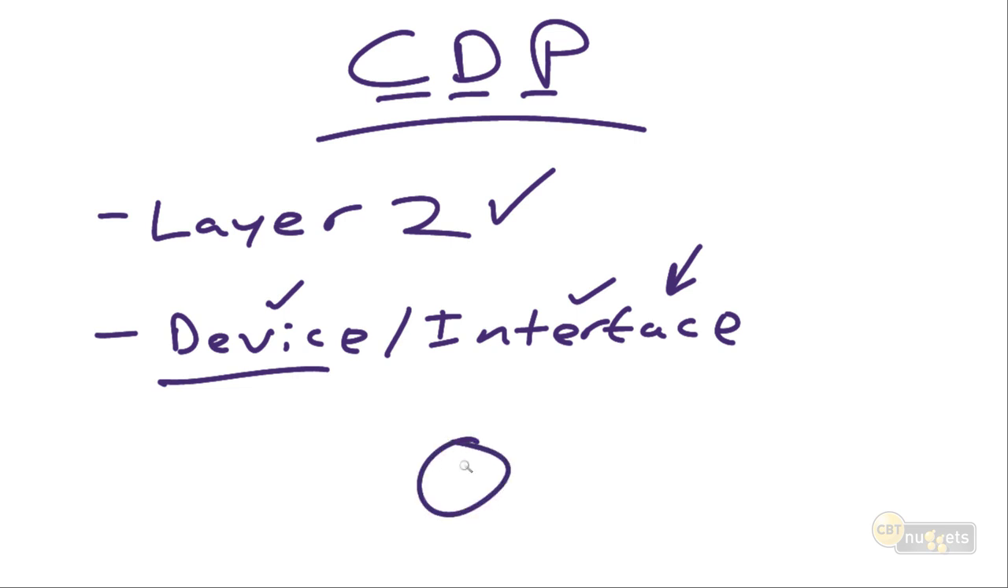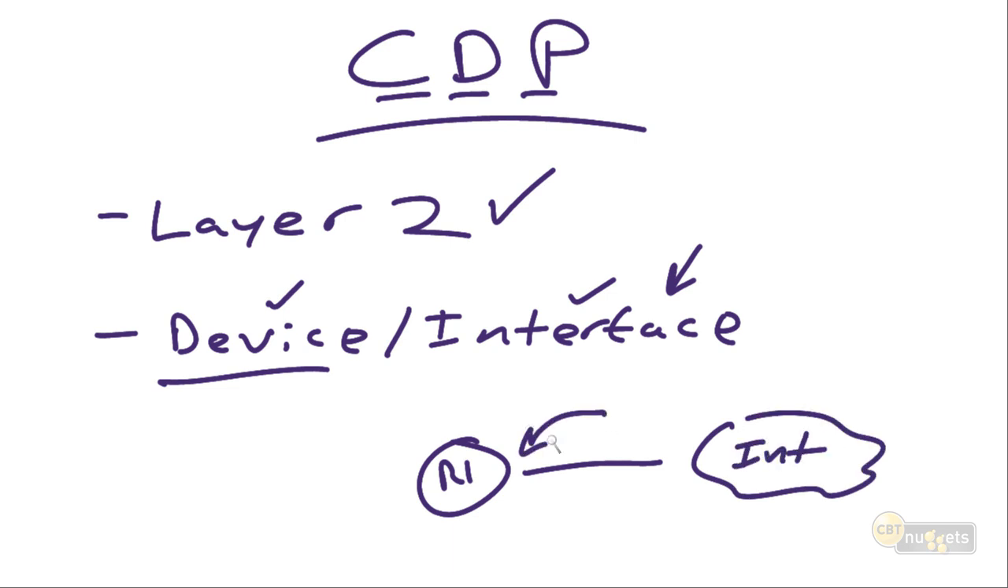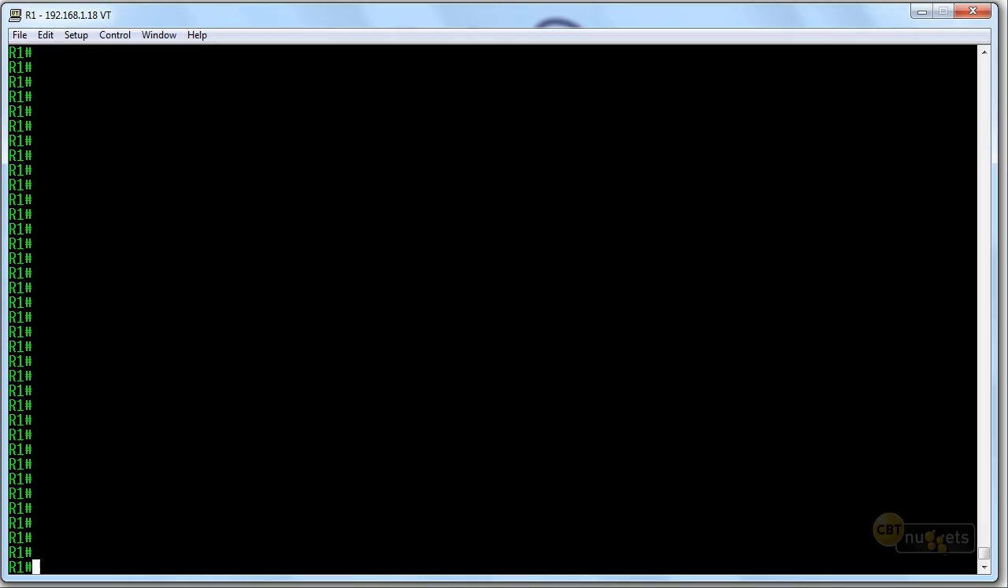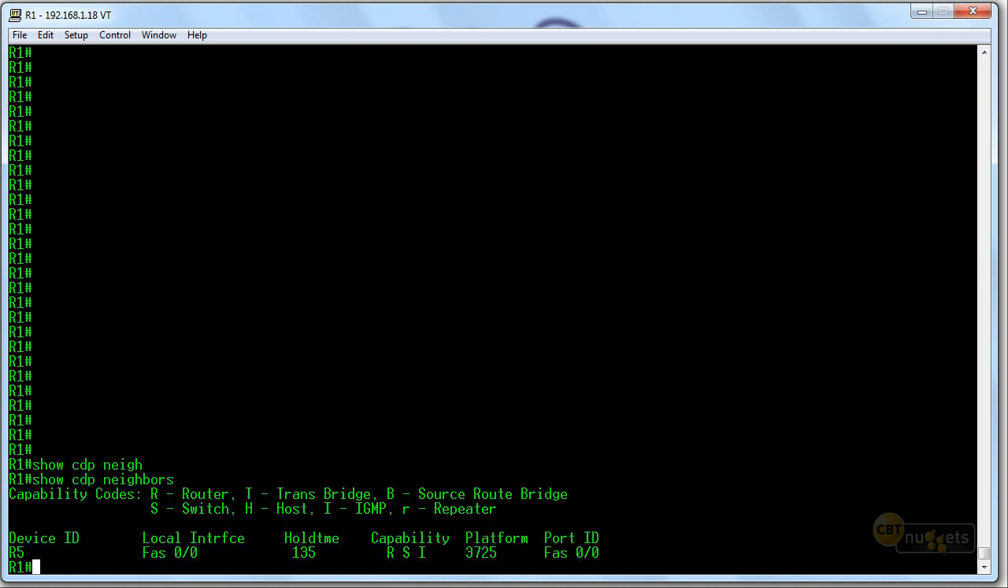Because think about it. If you have a router that connects out to the scary internet, you don't necessarily want that router announcing its IP address, its capabilities, its type out to the internet, because this could be a real issue from a security perspective. First, how would you use CDP? Well, on R1, I would say show CDP neighbors in order to determine if I am connected to any devices. And sure enough, I am. I am connected to a device named R5. It is out my FastEthernet 0/0 interface.